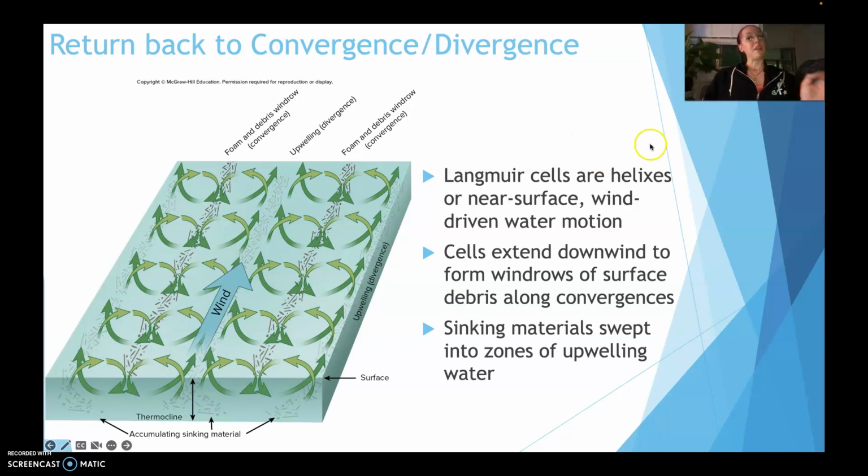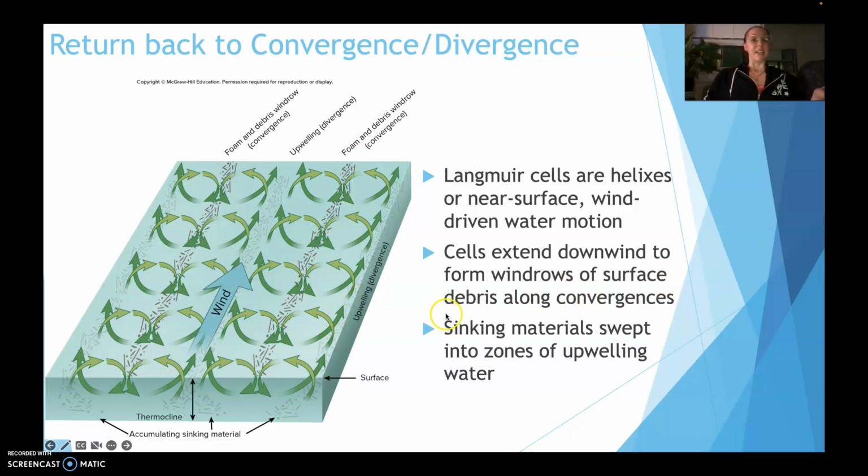These are called Langmuir cells, and these are helixes of near-surface wind-driven water motion. So these are like baby waves or baby circulations. Everything we've talked about before is on a global scale. This is like baby scale. These cells in particular can extend downwind in order to form these windrows. That's not a typo, windrows of surface debris along these various convergences.